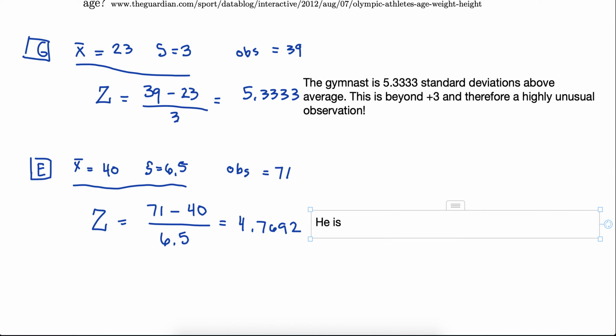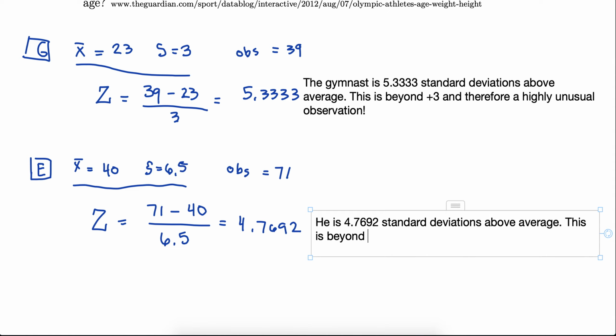Say he is 4.7692 standard deviations above average. Again, this is more than 3 away, so definitely considered a highly unusual observation. So I'll make the same comment here. This is beyond +3, and therefore a highly unusual observation.